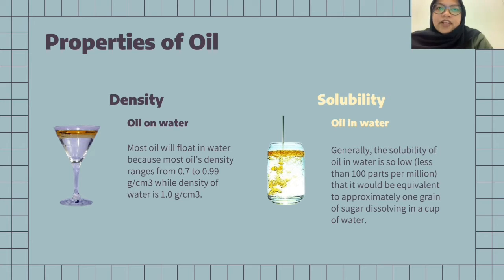The next one is the solubility, focusing on oil in water. Generally the solubility of oil in water is very low, less than 100 parts per million, which would be equivalent to approximately 1 grain of sugar dissolving in a cup of water.